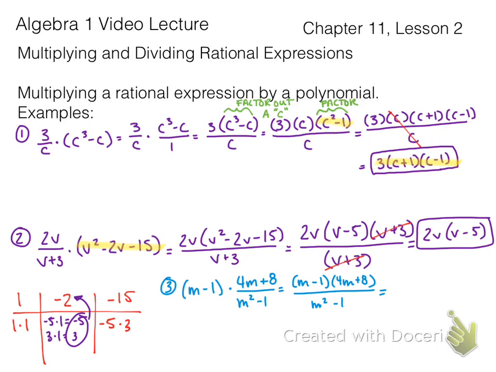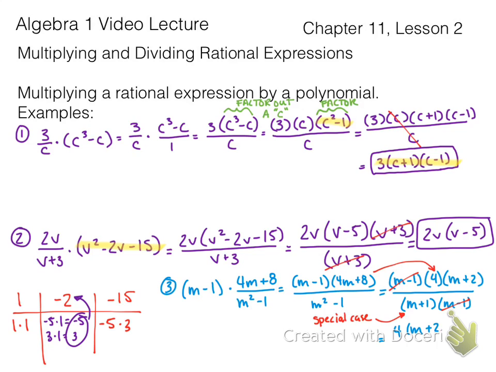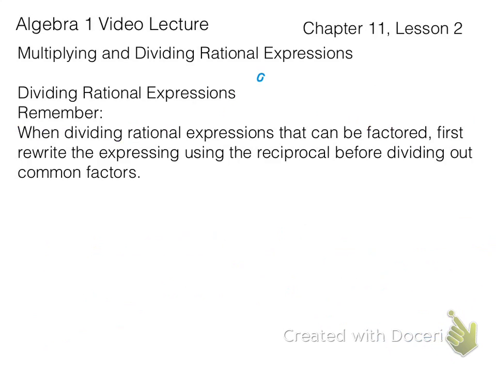Well, I can pull a 4 out of 4m plus 8, and I can factor m squared minus 1 because it's a special case. So let's pull those things out. And then let's factor that special case, and now we can cancel out whatever we can. In that case, it's just those two things. So that's leaving me with 4 times m plus 2 over m plus 1. All right, let's move on.